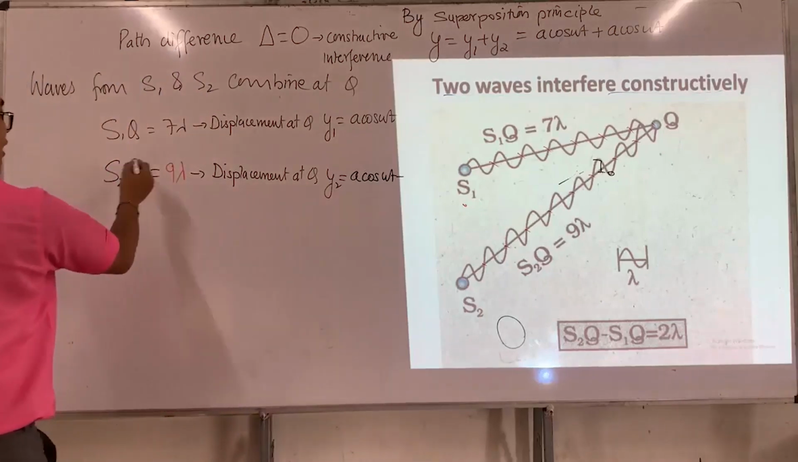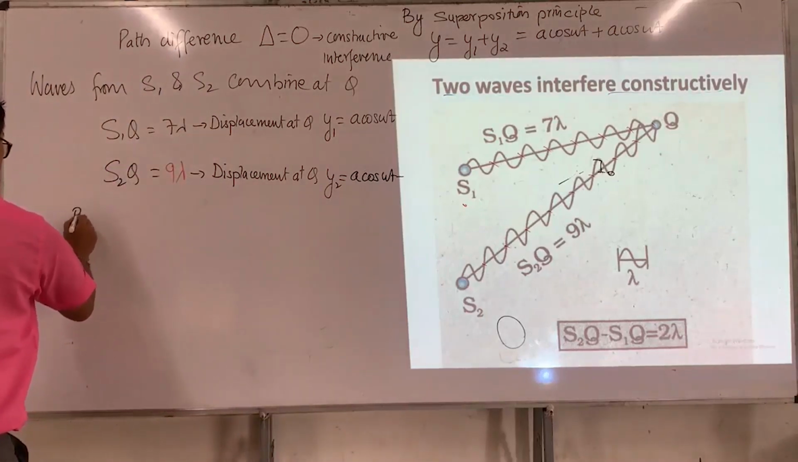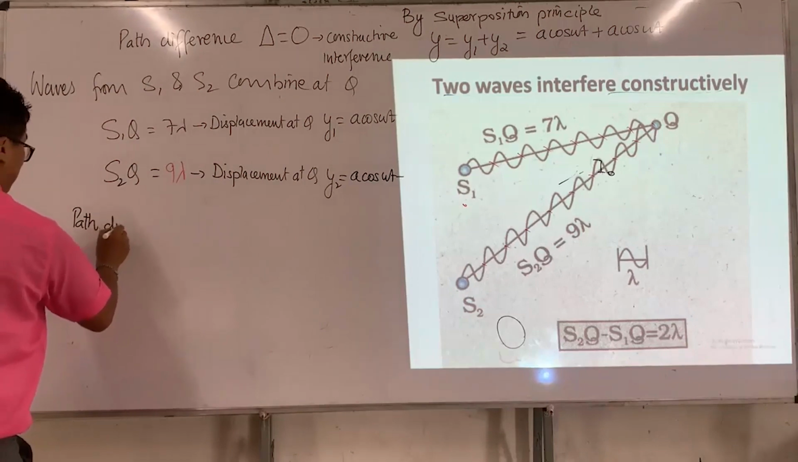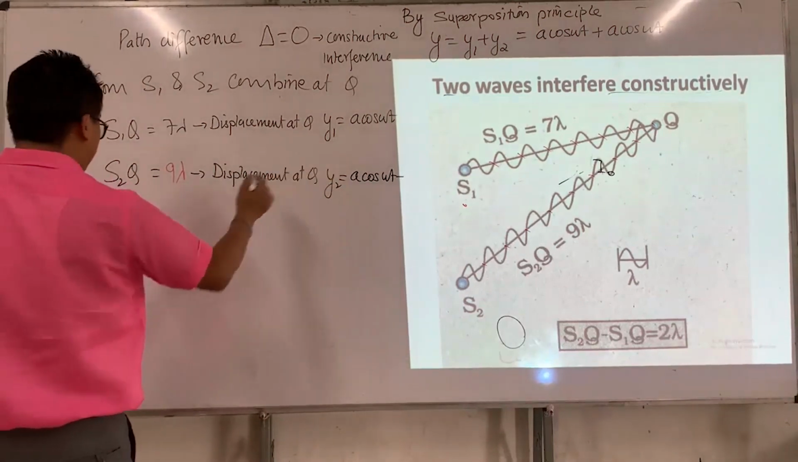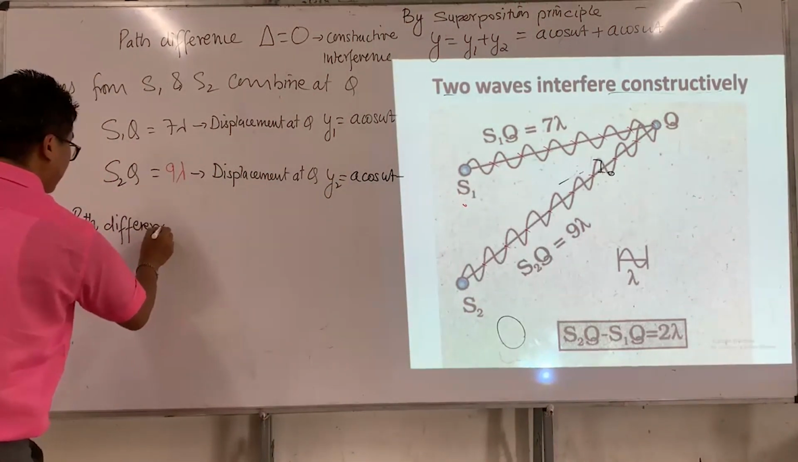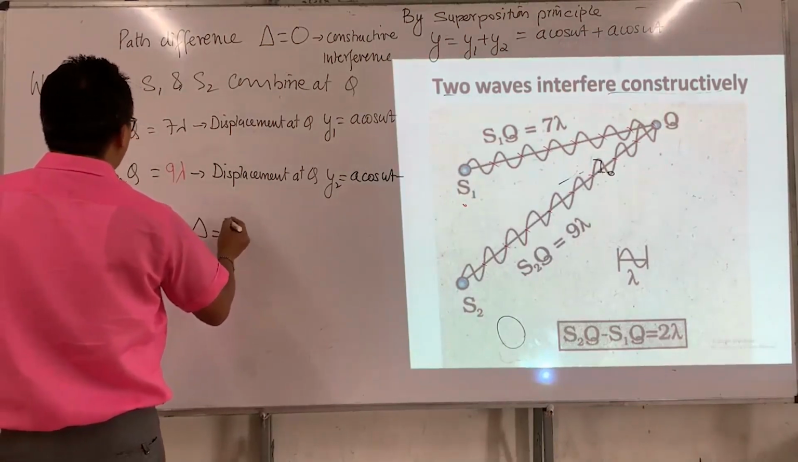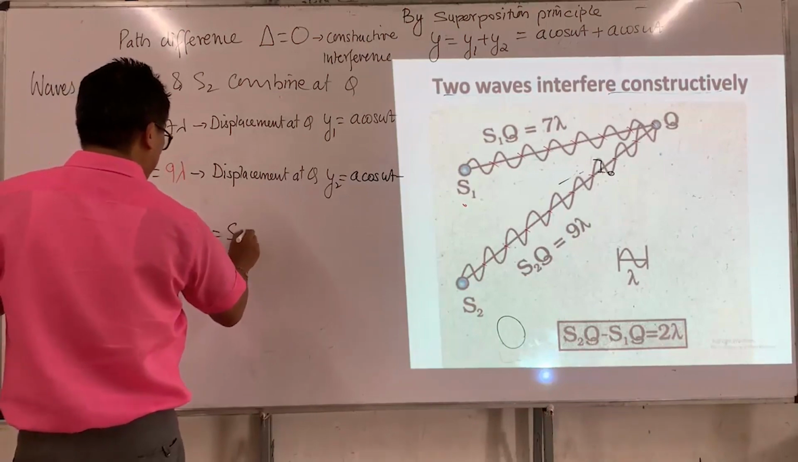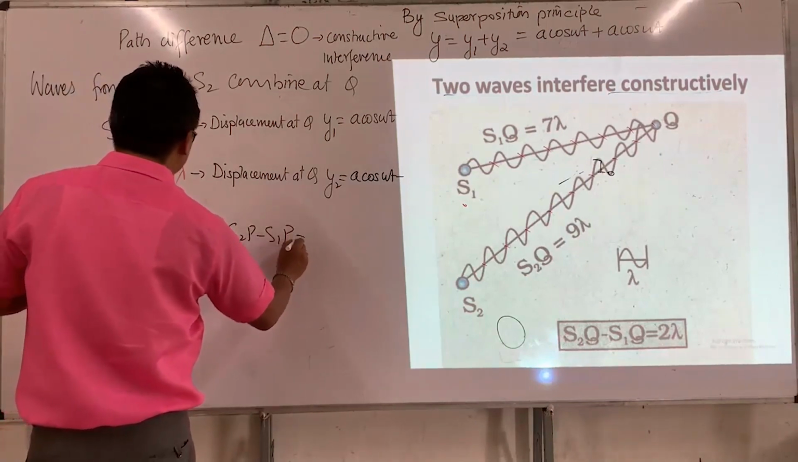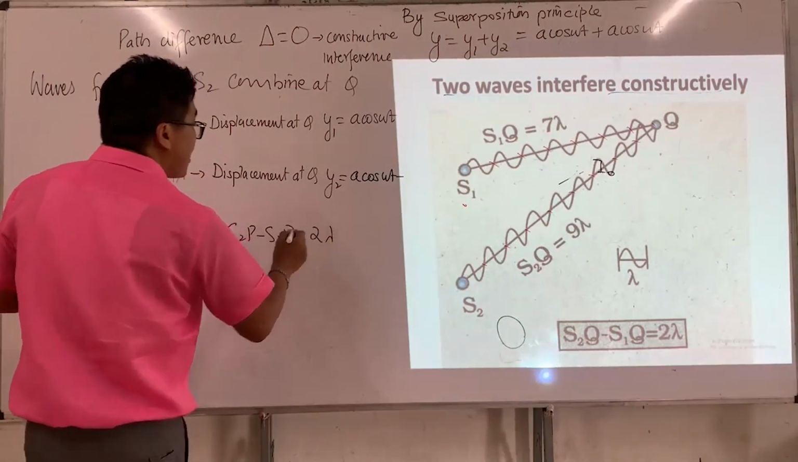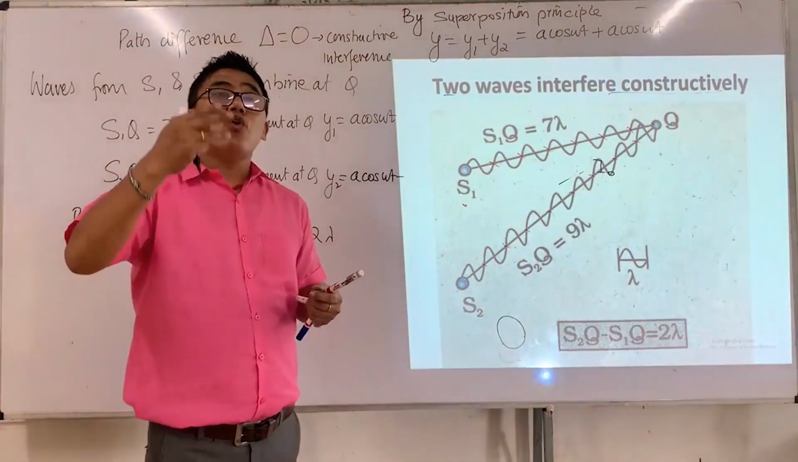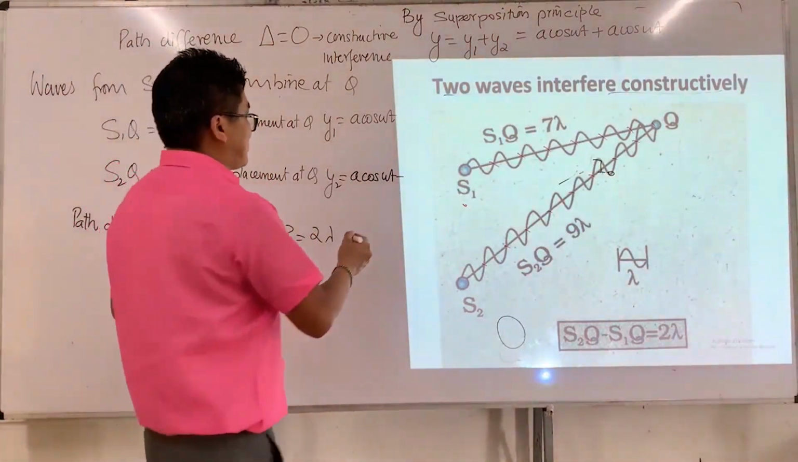What is the path difference? I'll explain this. Otherwise I could just state it, but for explanation I will write it. The path difference is equal to S2P minus S1P, which is equal to 2 lambda. 2 lambda corresponds to 4 pi phase.